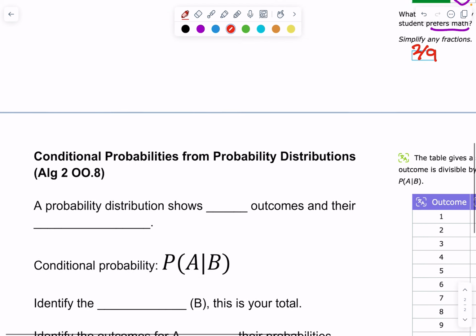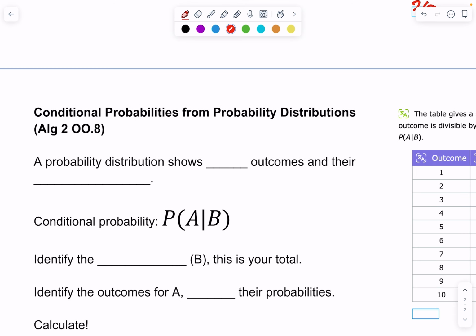After this, we moved into our Algebra 2 00.8. This is when we started looking at the probability distributions. We learned about the formula. Most of us have done really well with the formula part of 00.8, but when we get to these probability distribution tables, that's where we kind of have been getting stuck. So remember that a probability distribution shows all possible outcomes and their probabilities for a particular sample space.